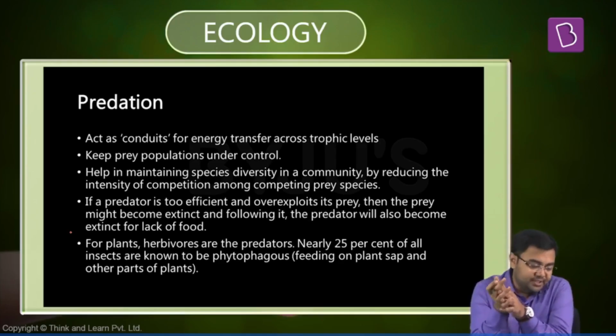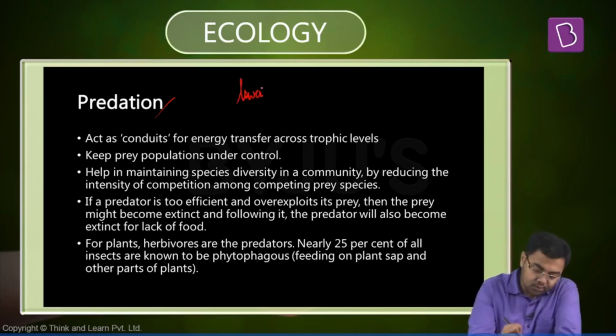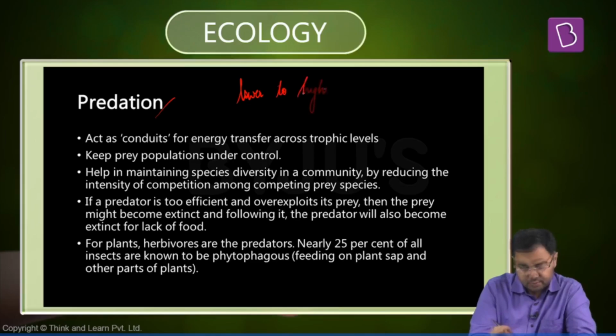So the first one is predation. Just imagine what would happen to all the energy that is fixed by autotroph organisms if the community has no animal to eat the plants. If there are no herbivores, how would the energy transfer from the plant to the other animal? So you can say that predation is nature's way of transferring the energy from a lower trophic level to a higher trophic level.